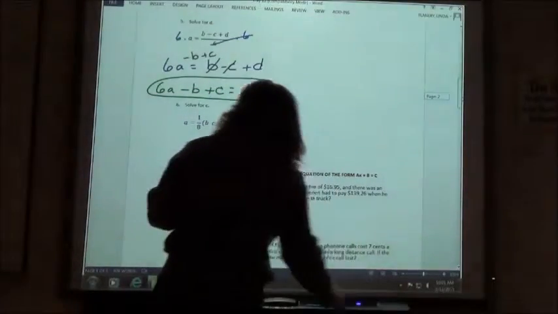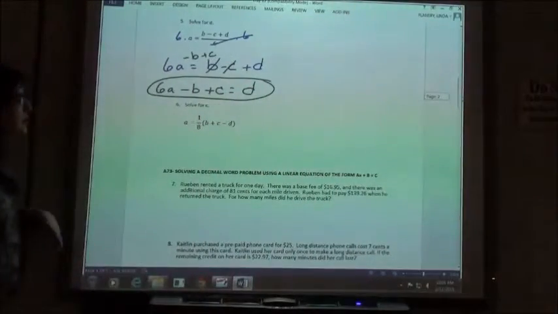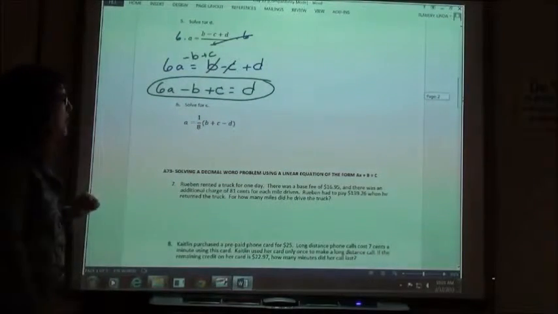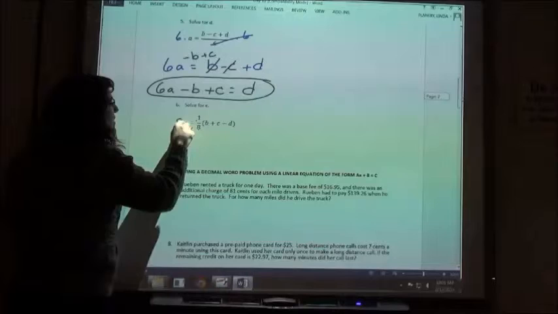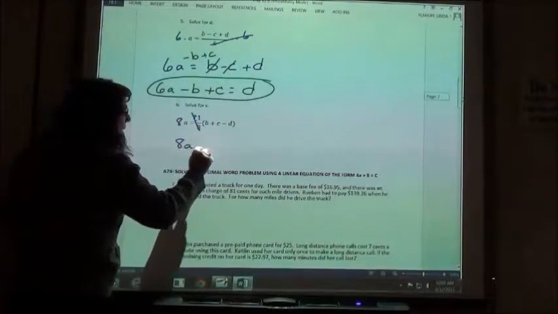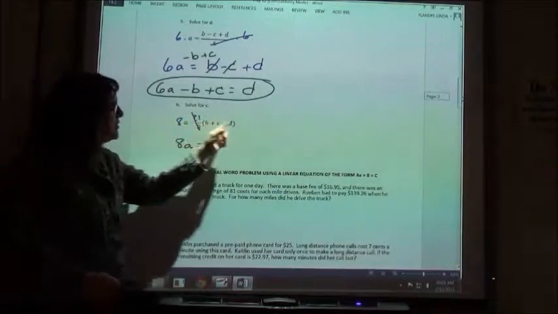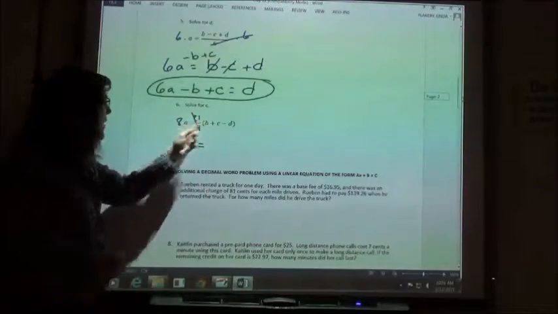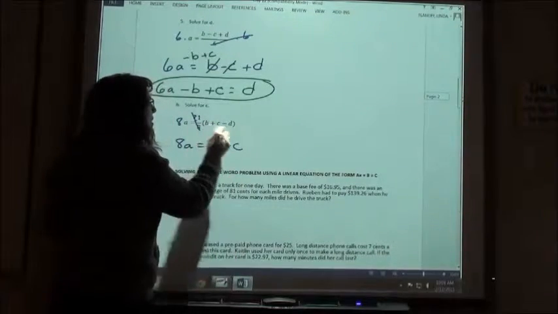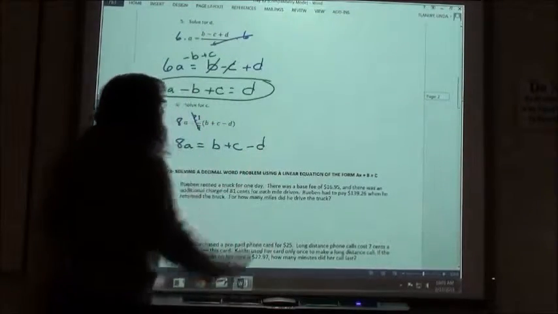And same thing here, when I have that fraction in front, I'm going to multiply by the 8 to cancel out my fraction. So if I times both sides by 8, here I'm going to have 8A equals, and then I have 1 times all of those things. 1 times B is still B, 1 times C is still C, 1 times a minus D is still a minus D.